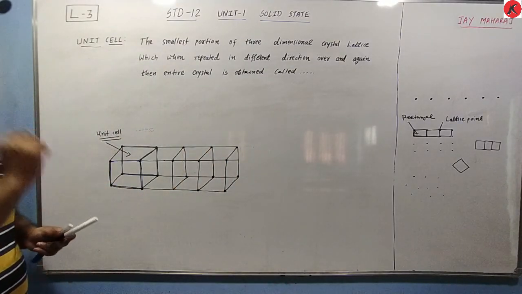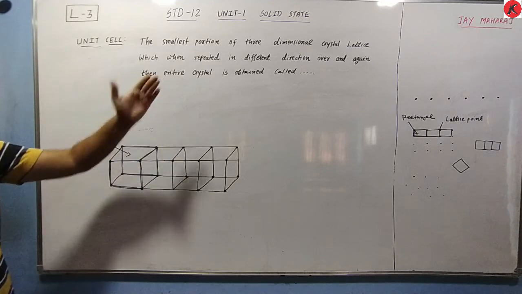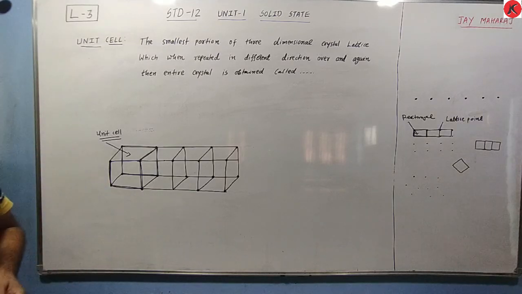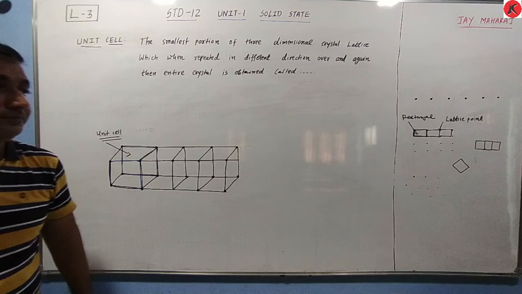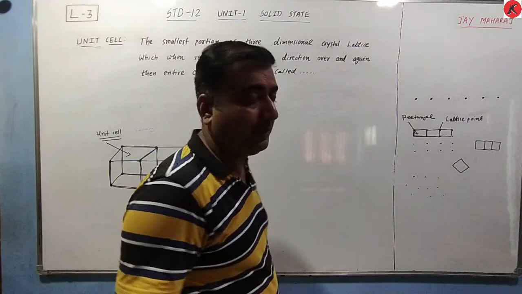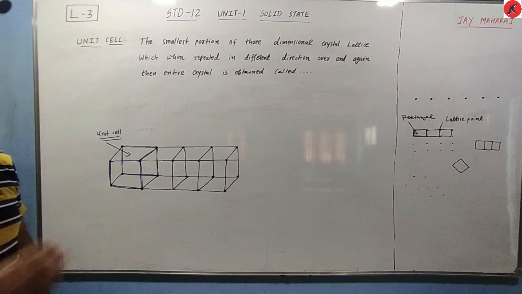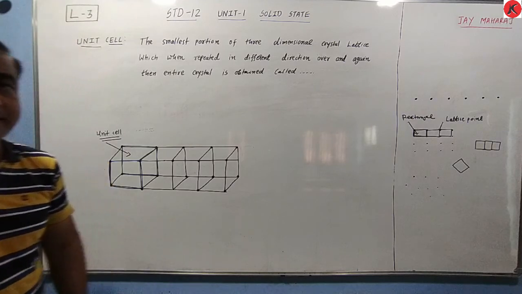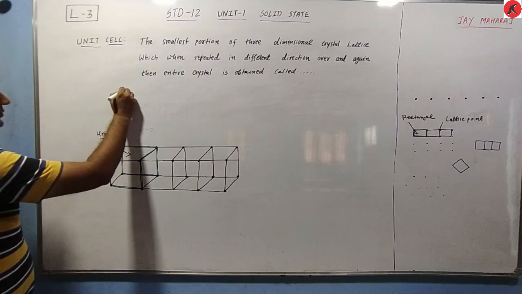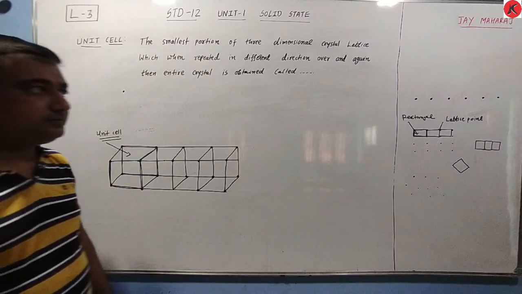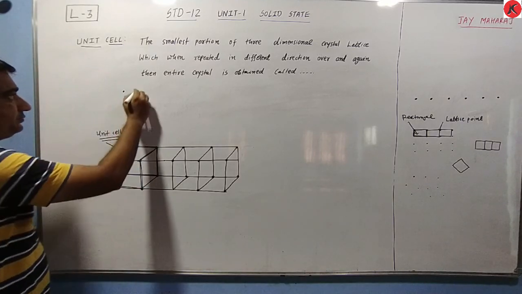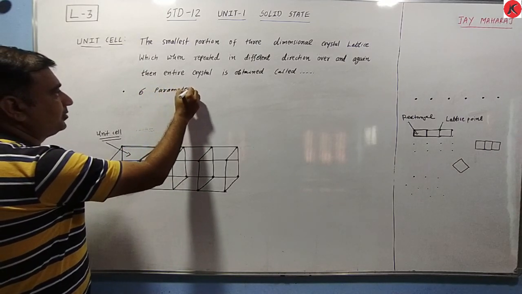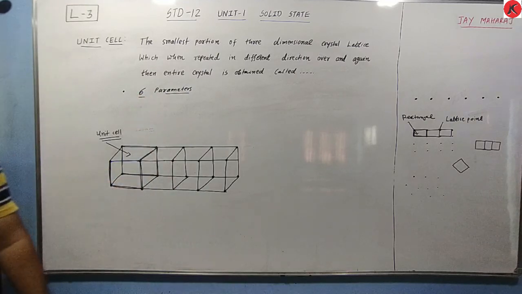So in three dimension, definition of unit cell is like this. How to identify, otherwise how to characterize the unit cell? In two dimension only two parameters are required. If we study in three dimension, then how to characterize, otherwise how to identify? So for that, in three dimension, 6 parameters are required. What are the 6 parameters?